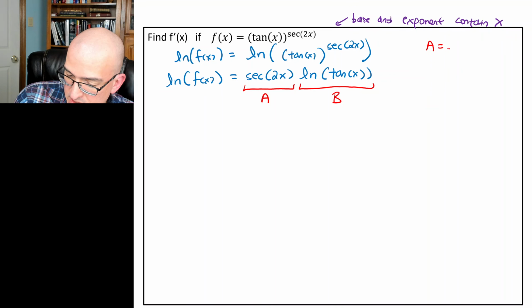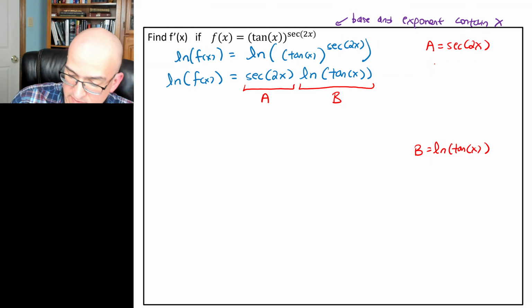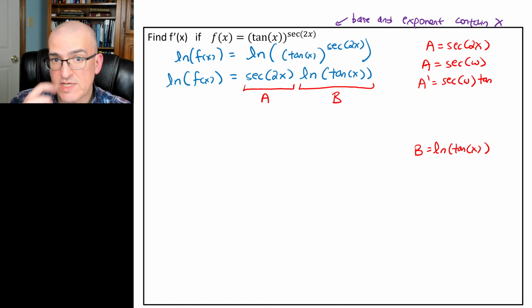A is the secant of 2x. B is the ln of the tan of x. When we take the derivative of the secant of 2x, we can replace the 2x with a w. So a prime is going to be secant w tan w. That's one of our special rules for the derivative of the secant.